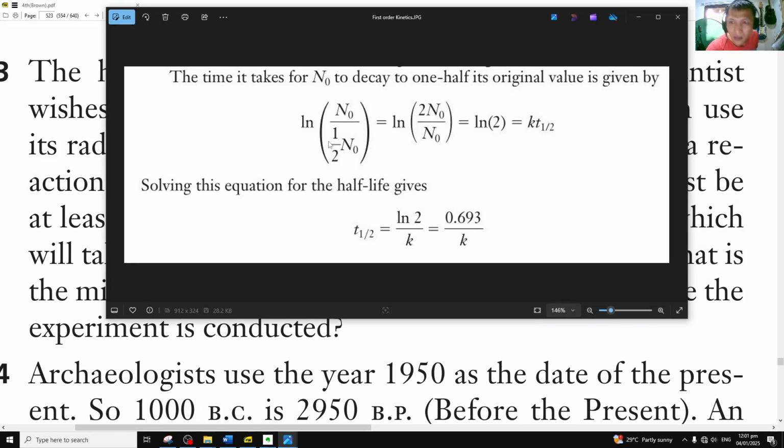Okay, so how do we interpret this? Because it's just a derivation already of your one half-life. So we'll bring back its algebraic form.